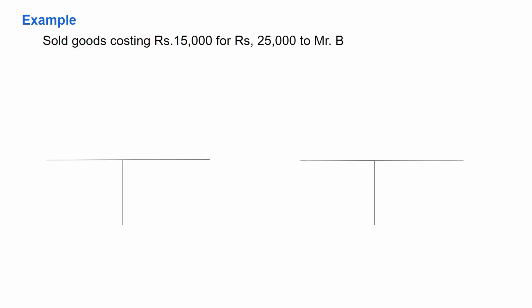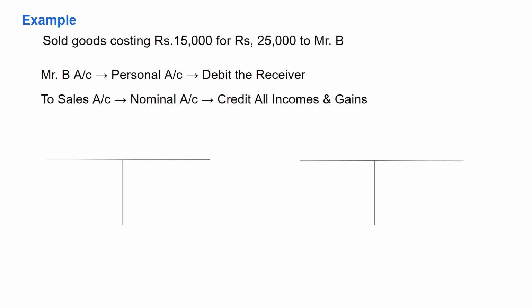Next, sold goods costing rupees 15,000 for rupees 25,000 to Mr. B. Sales is an income. That's why we credit it. And customer Mr. B will pay us, so we debit him. So Mr. B, he's personal, debit the receiver. To sales, it is a nominal account, so credit all incomes and gains. And we record it as Mr. B account and sales account. Debit side Mr. B 25,000 and credit side sales 25,000.